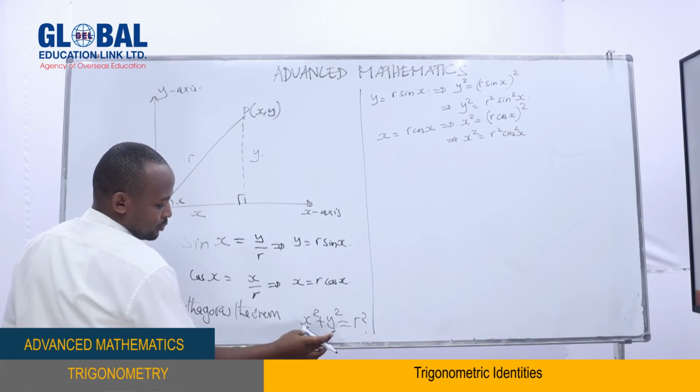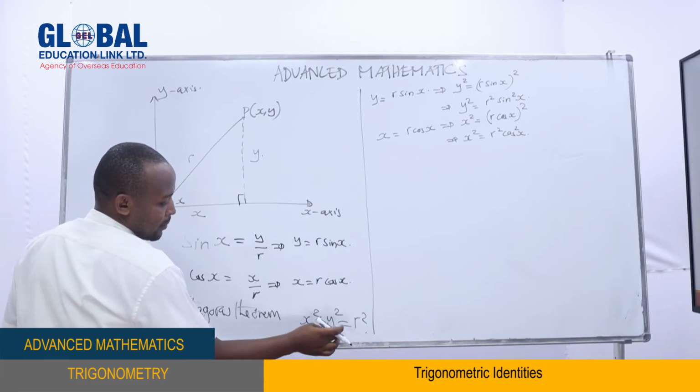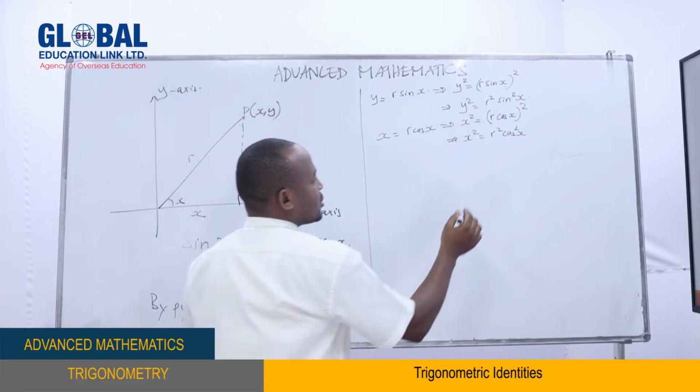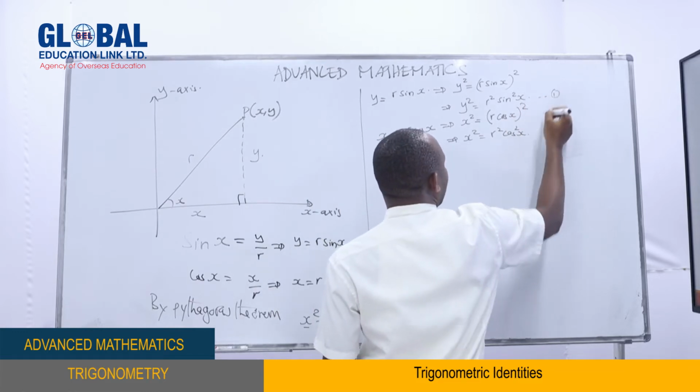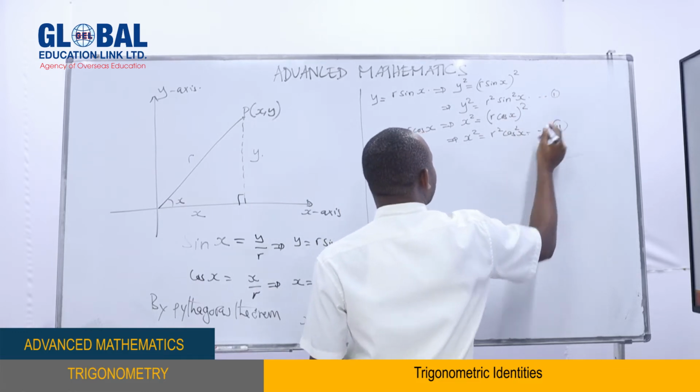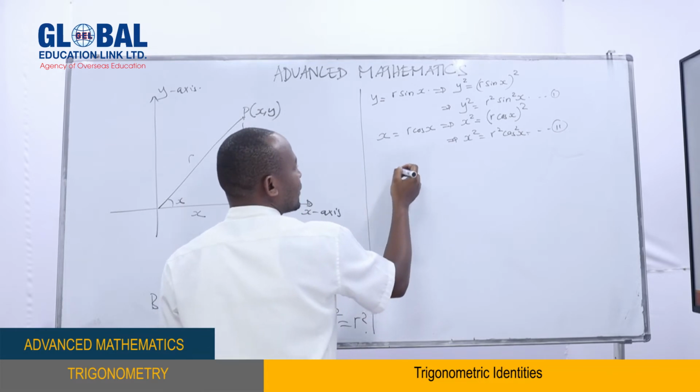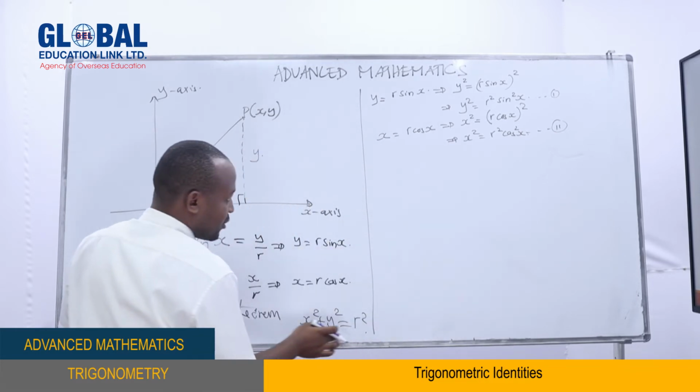Now let's find the value of x square plus y square. We can call that equation 1, and that is equation number 2. Adding the two, we shall have the following.